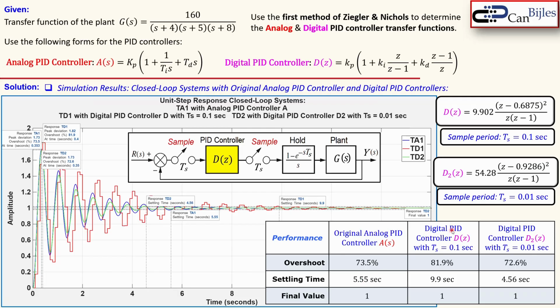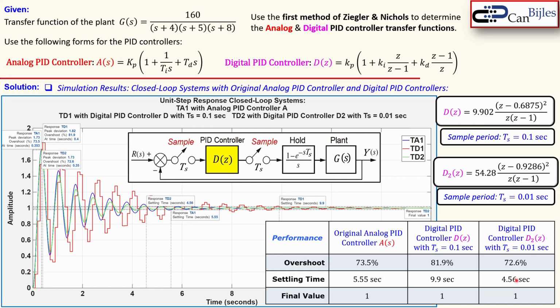Here we have the original digital PID where we have the 0.1 second, and now this is changed to 0.01 second. What has now changed here in the performance? Well, we see here that the overshoot has reduced. You see that it's from 81.9 to 72.6. It's actually also smaller than for the analog system.